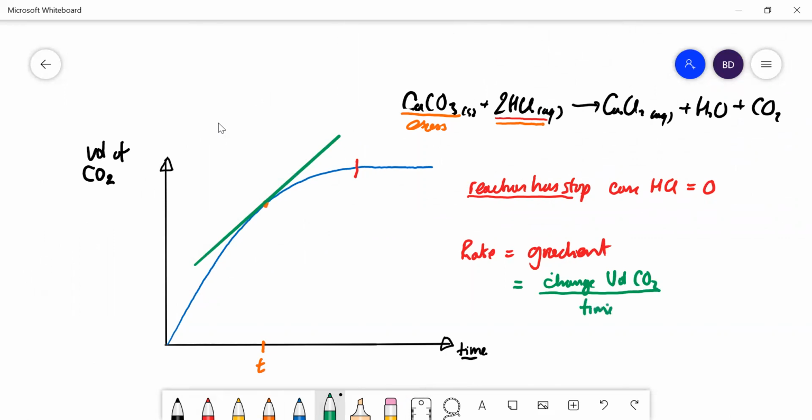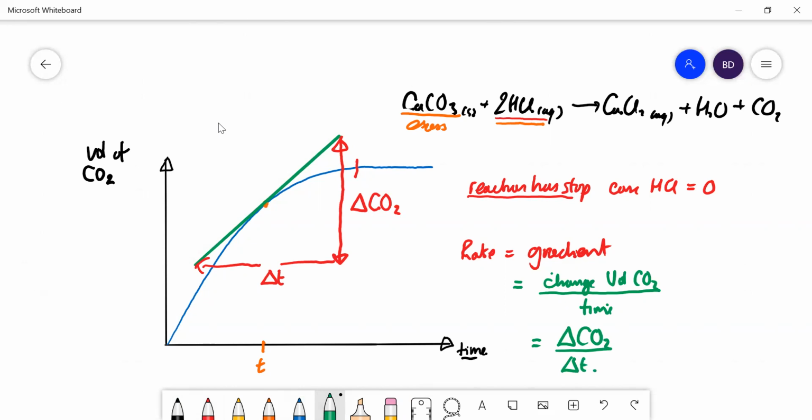So then you draw lines here, construction lines. Let's do them in red. Okay, so that is going to be the change, delta sign for that triangle, of CO2 volume, and this is going to be the change in the time, delta time. So you measure those, and the gradient is going to be equal to, yeah, that one over that one.